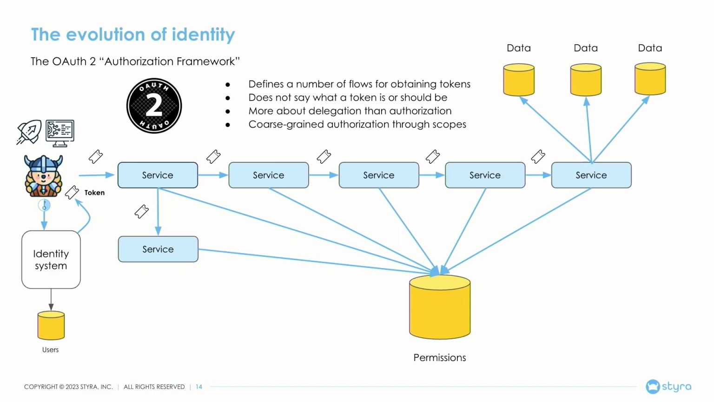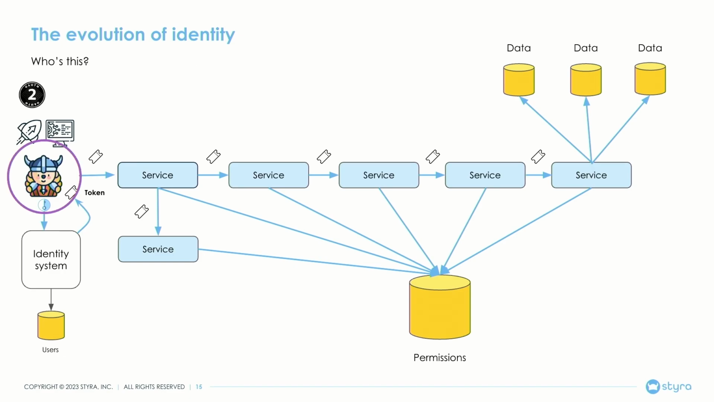It's rather about delegation than authorization. There's some very crude or coarse-grained authorization baked in the form of scopes, but not much more than that, which is ironic given that it's called an authorization framework. So that is basically how you obtain a token.